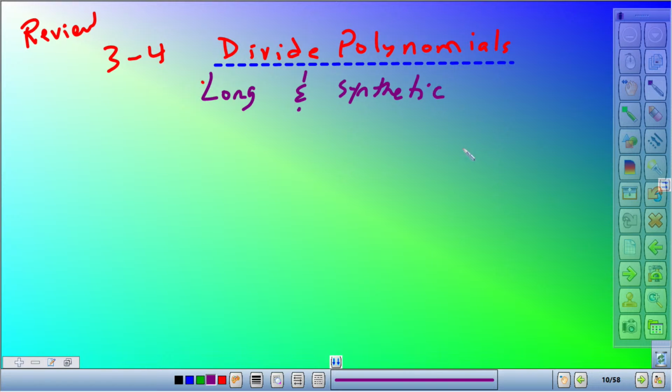Long and synthetic division are used to divide polynomials. So I'll take an example of each, okay? I'll take an example of each, and let's do long division first.